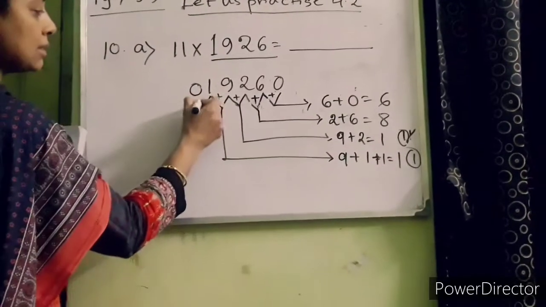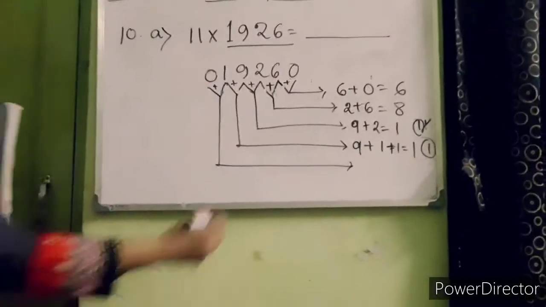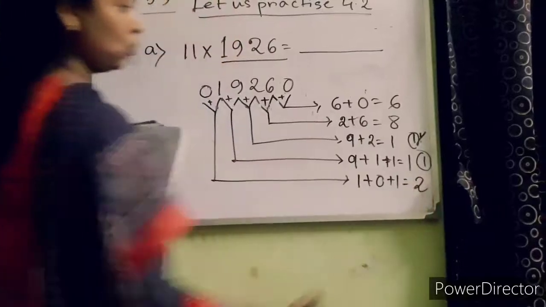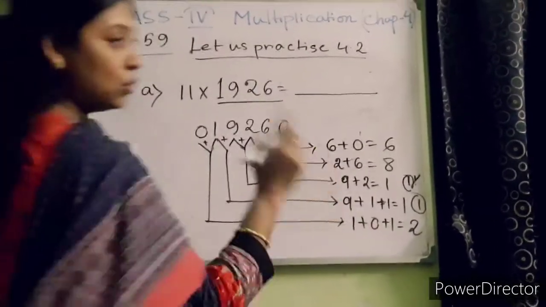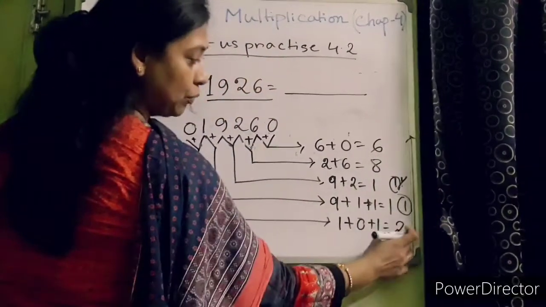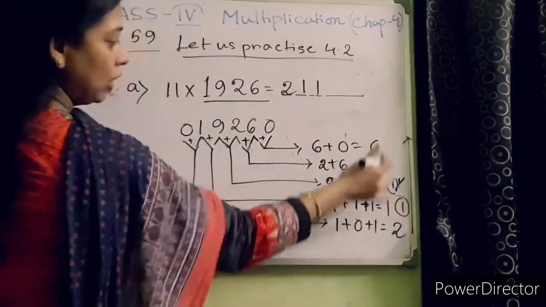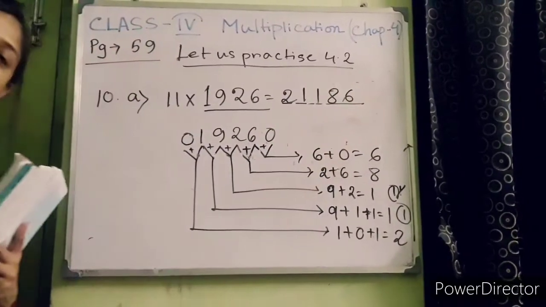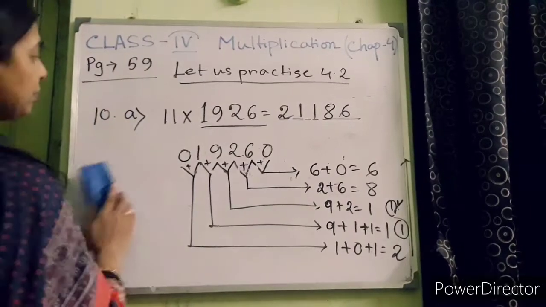After that, 1 plus 0, and here is another 1. So 2. Okay. So your answer you have to write in this way. First you have to write 2, then 1, then 1, then 8, after that 6. Clear? I think now your concept is clear.